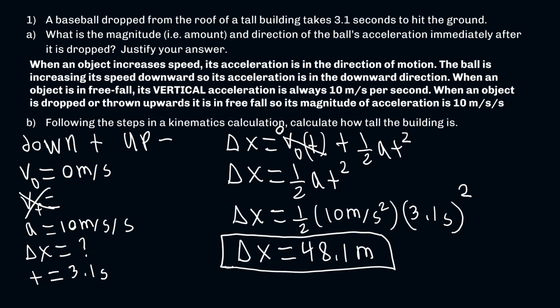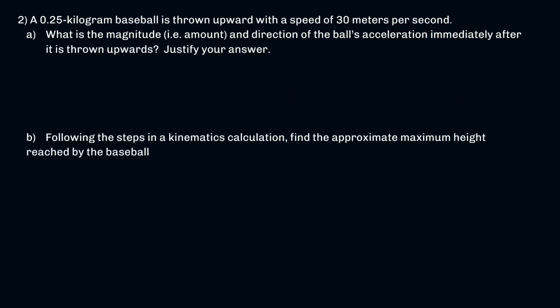So let's move into example number 2. We have a 0.25 kilogram baseball. It's thrown upward with a speed of 30 meters per second. We want to find the magnitude, or the amount, of the acceleration, along with the direction of the ball's acceleration after it is thrown upwards, and we are going to justify our answer. We'll then also get the approximate maximum height through a kinematics calculation.